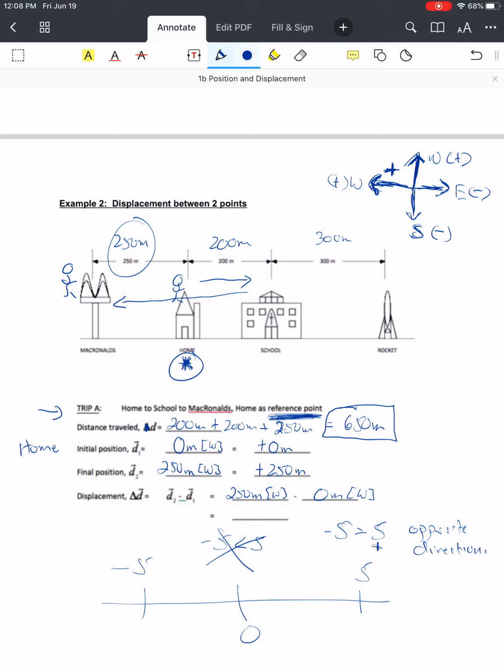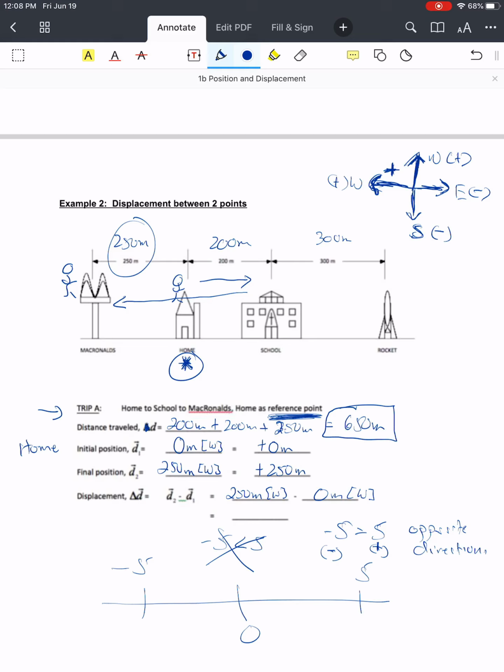Positive 5 is in the positive direction, negative 5 is in the negative direction. But the magnitude itself is 5. So whether I went 5 meters west or 5 meters east, I still went 5 meters. The positive or the negative literally just means the direction. Okay? So this is a concept you're going to have to get familiar with.